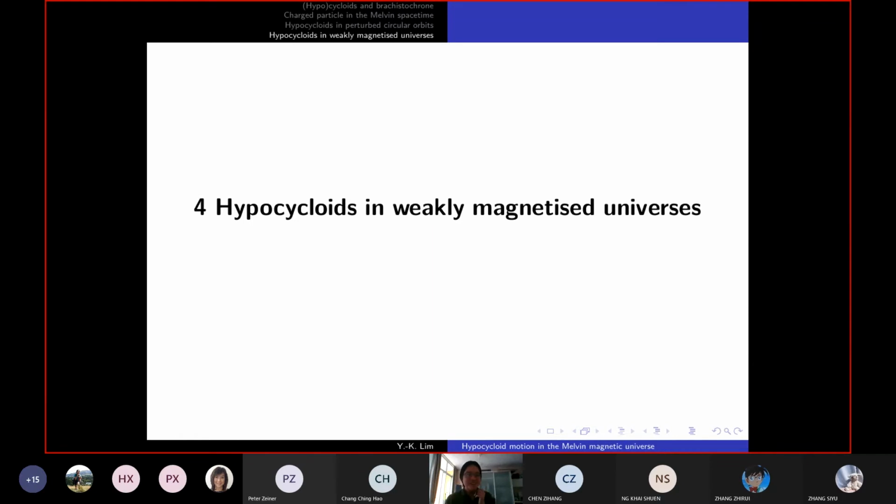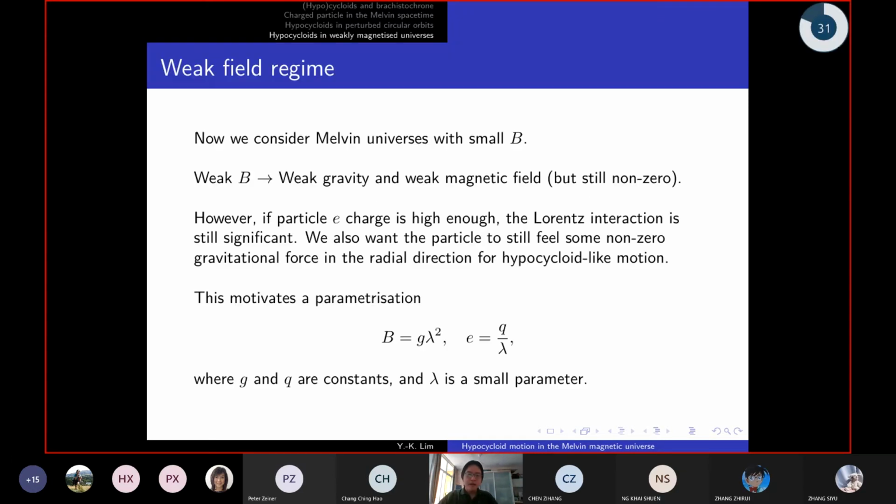Okay, good. So let's talk about the last part, and it is the more interesting part. The least non-trivial part is this one: the hypocycloid in the weakly magnetized universe. Actually, why do we consider weak magnetization? Again, as you can see, the earlier equations of motion are very complicated, so we want to solve it. We want to find a solution, at least a situation where we can solve it, so we consider some parameter to be small, so we can neglect some terms, and at least we can find some solution there and understand the physics in that situation, right?